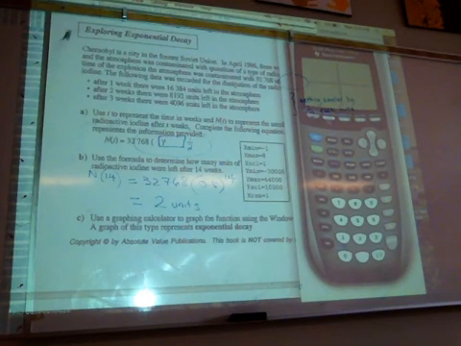So we've got to change our window settings. Easy. And we're going to go x min -1, x max 8, y min -30,000, y max 64,000, and we don't want to go by a scale of 1, we'll go by a scale of 10,000. So don't be shy changing that scale.